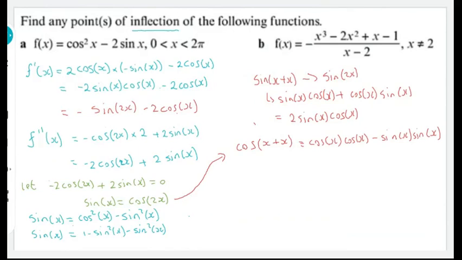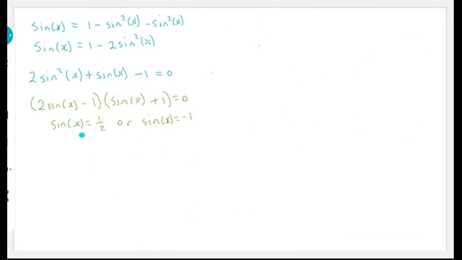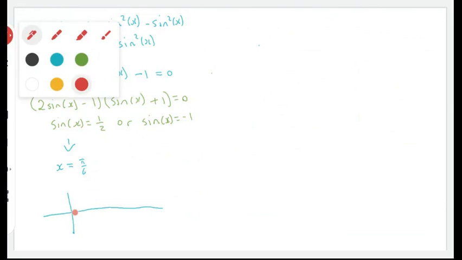But then we're not done. We need to work out all the values in the range 0 to 2 pi. Are you familiar with radians, by the way? Yeah. Cool. So with sine x equals a half, we get x is equal to 30 degrees, but in radians, that's pi over 6. You can use either your calculator or a sine graph to just quickly verify your other solutions.